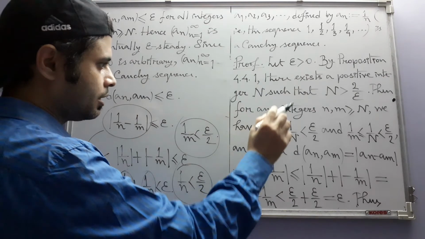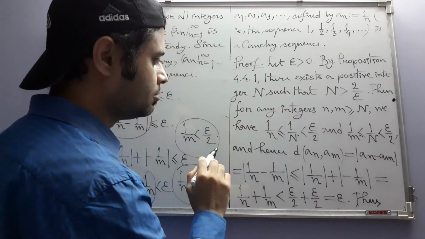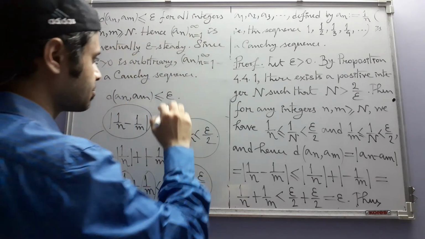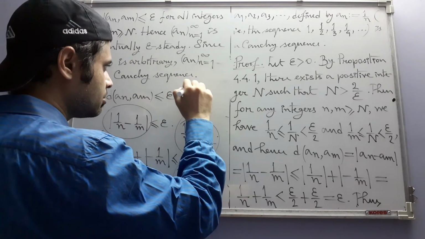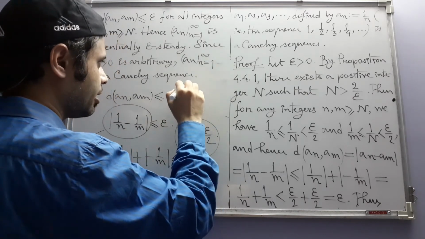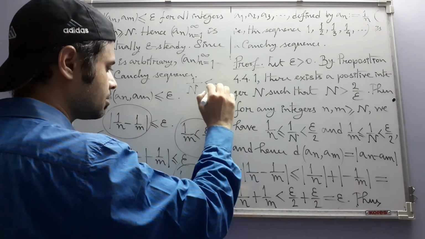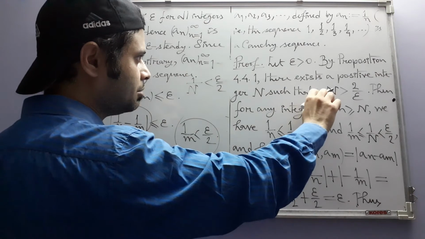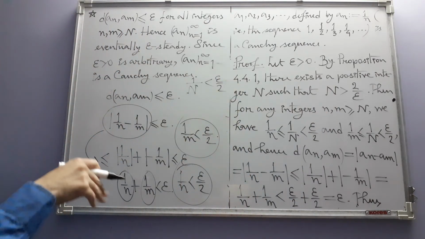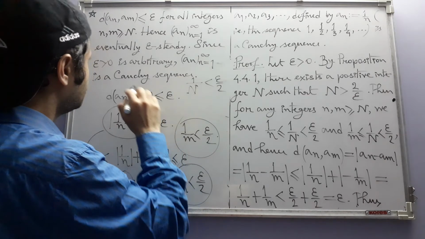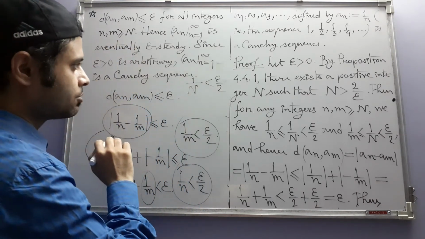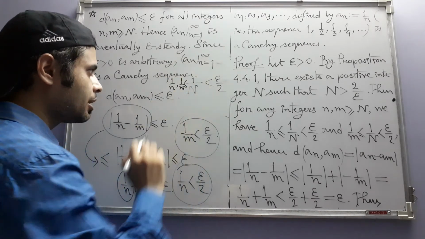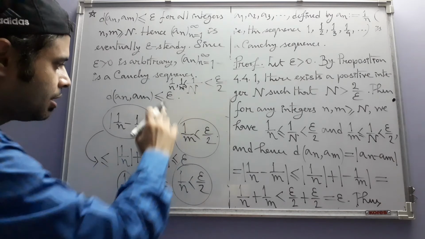Now since n and m should be greater than or equal to capital N, that's how we choose in the condition for Cauchiness. So you can choose your capital N itself to be such that 1 by N is less than epsilon by 2. This tells you that N should be greater than 2 by epsilon if you take reciprocal. And because you will be choosing n and m greater than or equal to N, their reciprocals will both be smaller than or equal to 1 by N. That will get the job done.